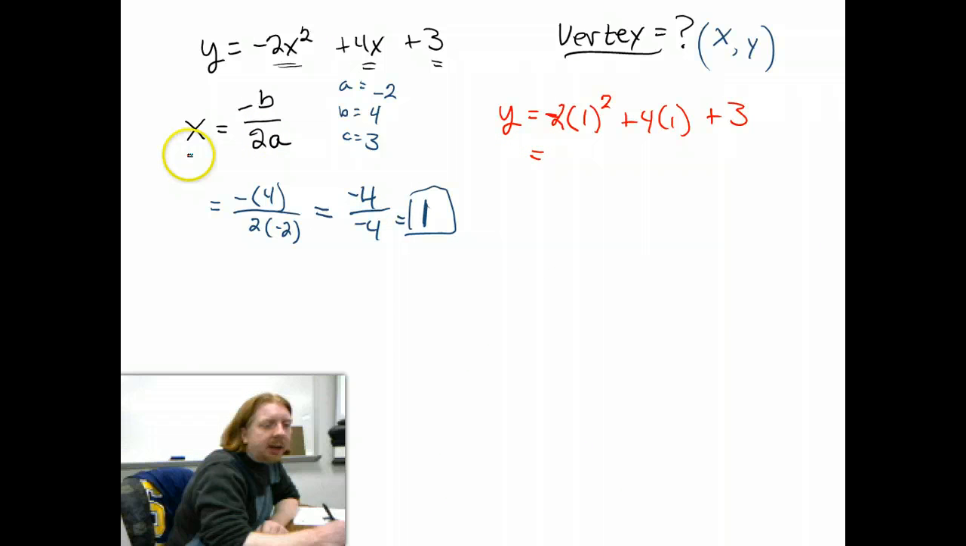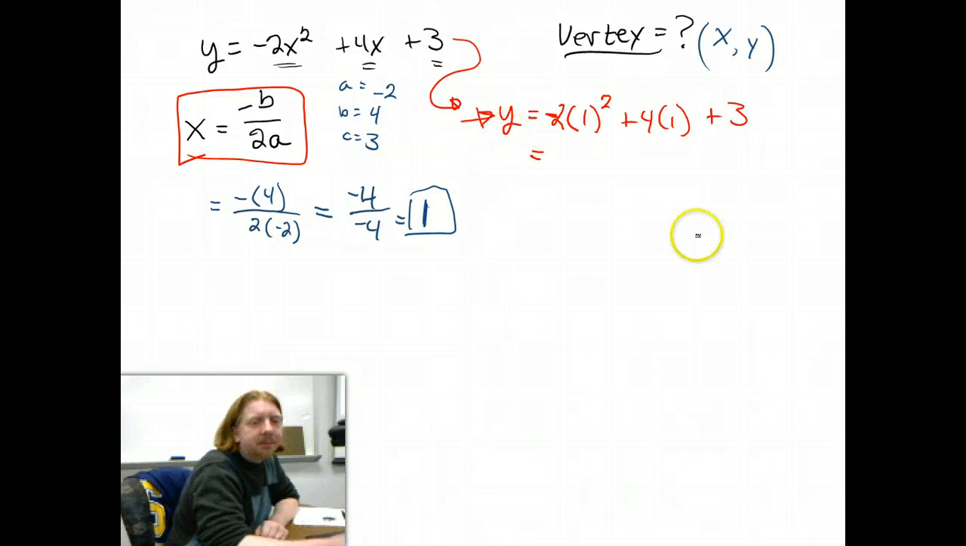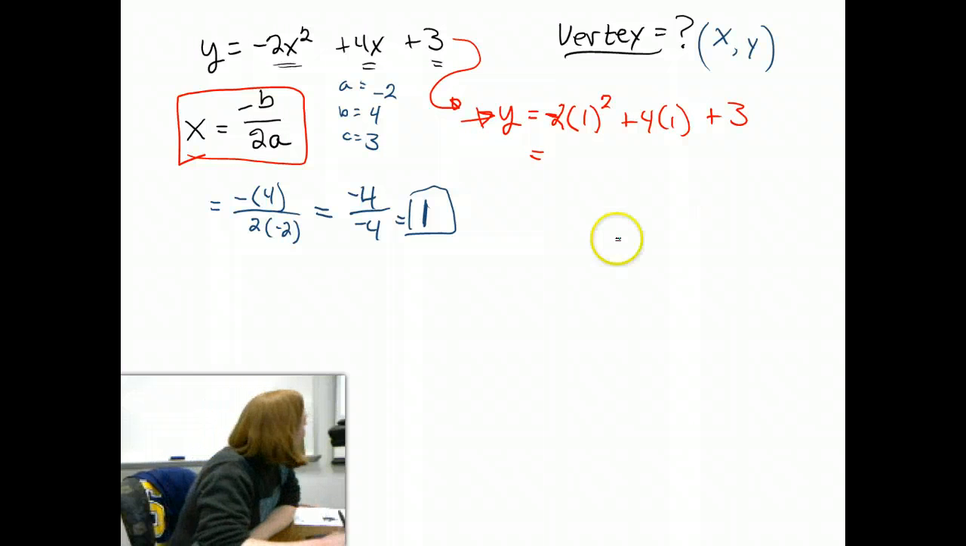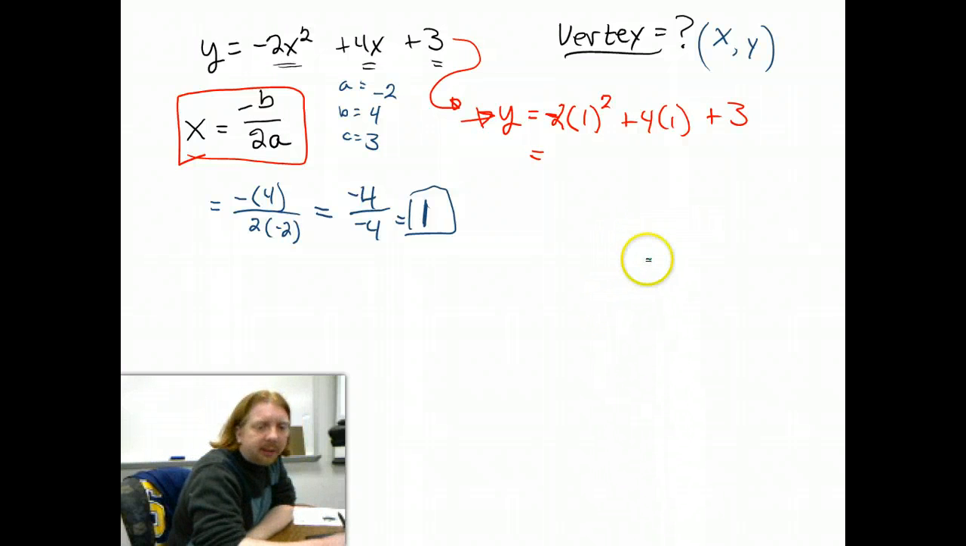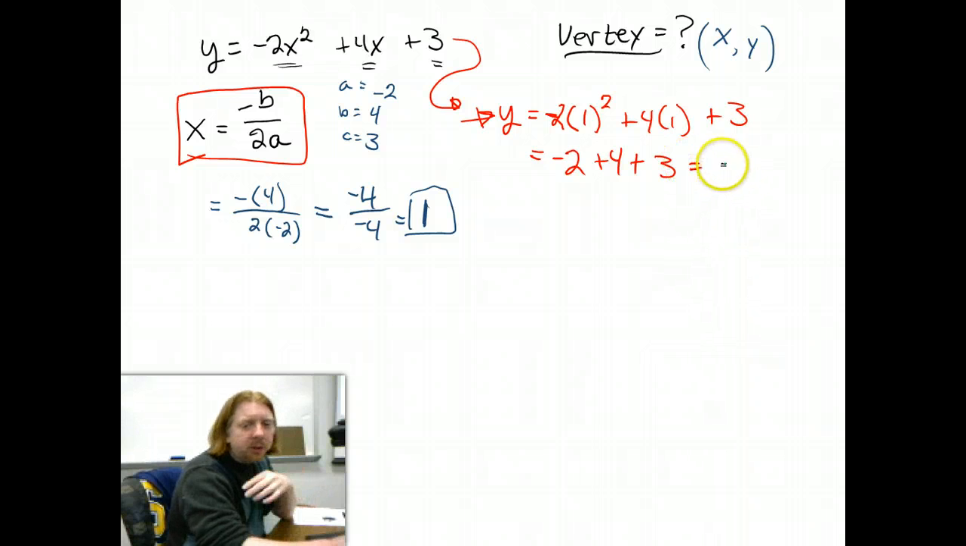This formula tells me the x of it. And then I have to plug it back into the equation. Wait, how's the top one negative 4? Oh, because it's a negative b. And that negative, people forget, I used to do it all the time. So now this equation, when I kick this answer out, negative 2 plus 4 plus 3 is going to be 2 plus 3 is 5. My vertex is at 1, 5.